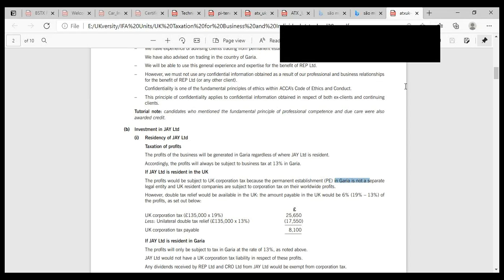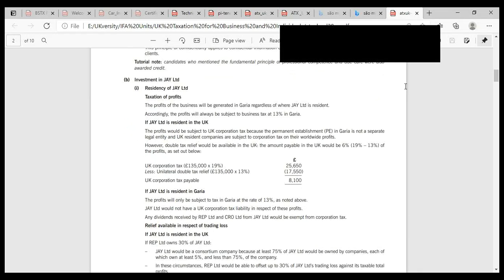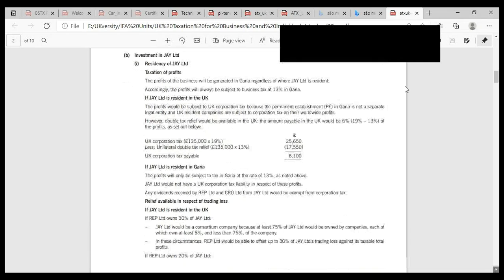It is not a separate legal entity, and UK resident companies are subject to corporation tax on their worldwide profit. However, double tax relief would be available, so the amount payable in the UK would be 6% and 13% abroad. That is the scenario we've been given: the profit less double taxation relief. That's the scenario for overseas relief and the issues and how we can tackle them.